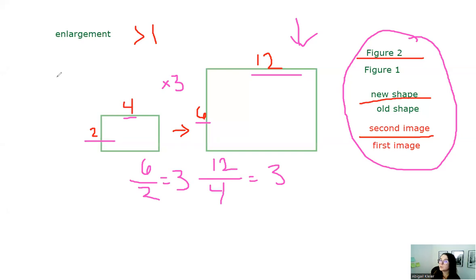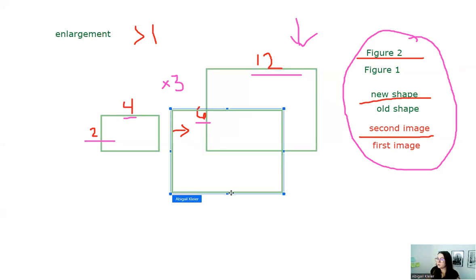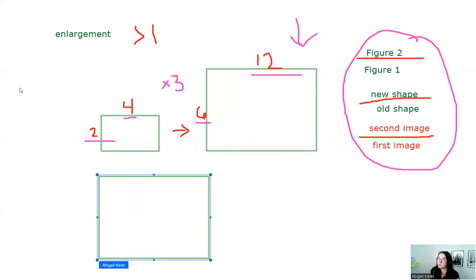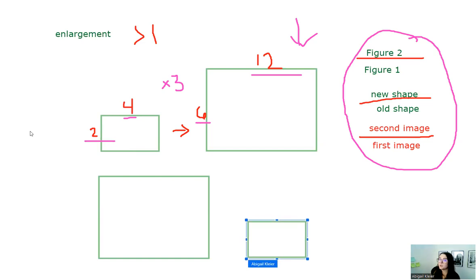Now, what we're going to do is use the same formulas, but now we're going to look at an example of reduction. So again, my formula does not change. I'm using the same exact formula, but this time we're going to pretend that this image was reduced. So we're going to say same shape, 12 by 6, 4 by 2, but this time our shape has reduced in size. Let's see how that changes the scale factor.